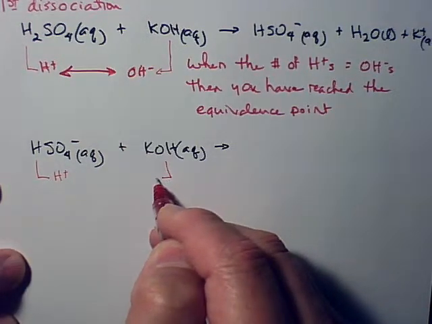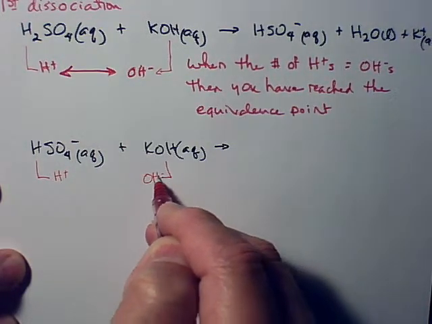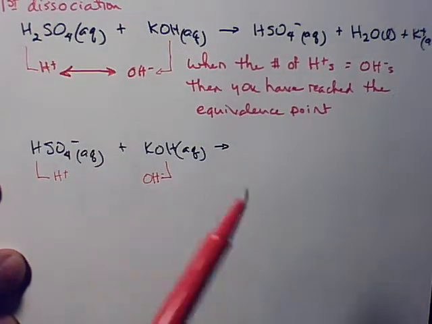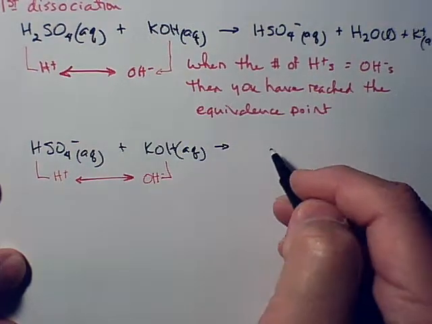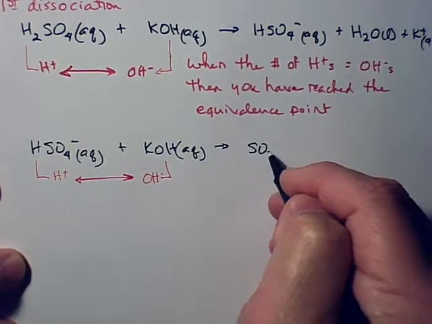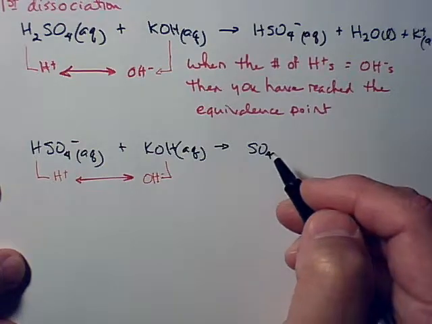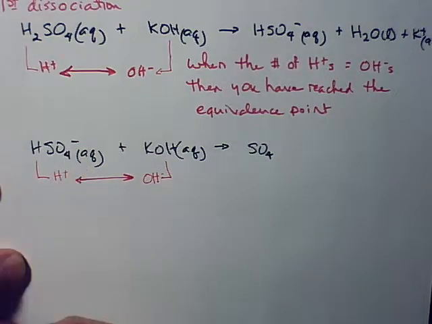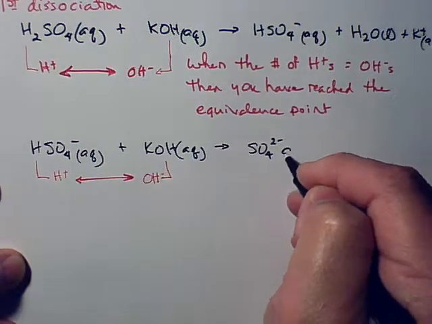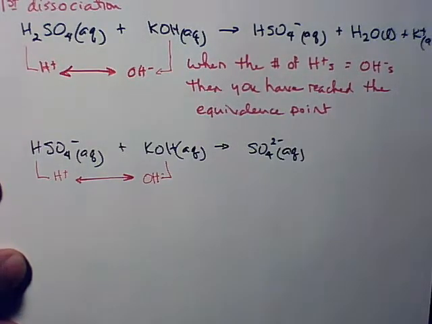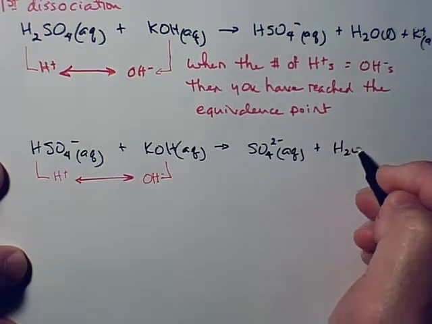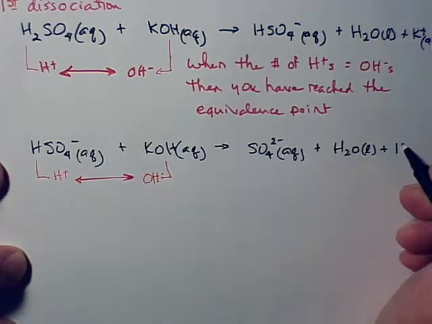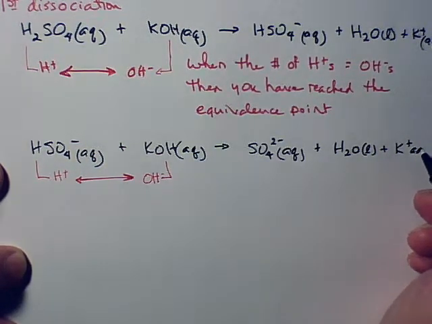Okay? When you do that, those things join up together and you get water. And now, when we pull that one hydrogen off, we get SO4 and what charge? I've already got a negative. 2 negative. And that's one more negative than we had before. Okay? And then we're still making water. And we still freed up potassium.